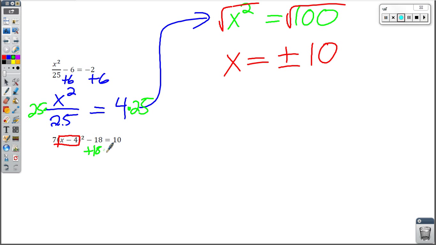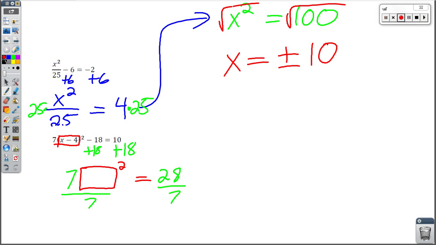All right, so we'll add 18 to both sides first. So just pretend that that box there is x. So we want to solve for that box, that red box. Okay, so then we have 7 times the red box squared equals, then 10 plus 18 is 28. Then again, we're solving for that red box, so we'll divide by 7. And so we get the red box squared equals 28 divided by 7 is 4.